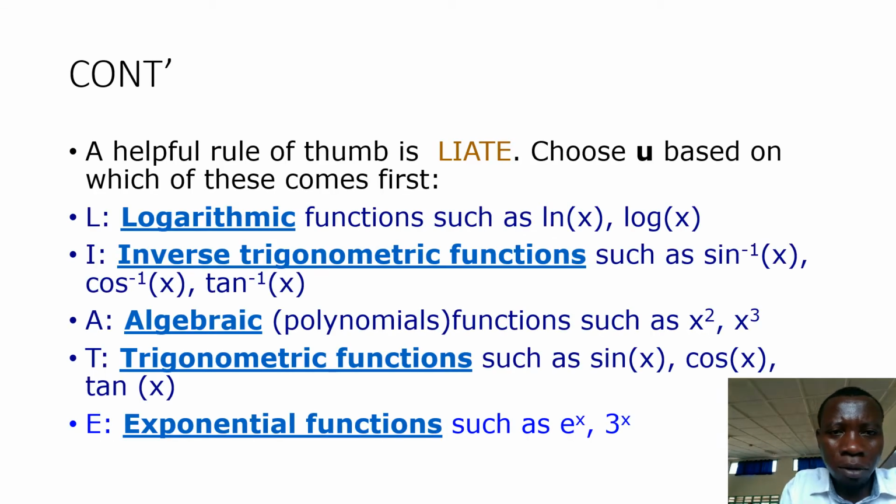A helpful rule of thumb is LIATE. Choose u based on which of these letters comes first. In the word LIATE, L stands for logarithmic, I stands for inverse trigonometric, A stands for algebraic or polynomial, T stands for trigonometric, and E stands for exponential function.